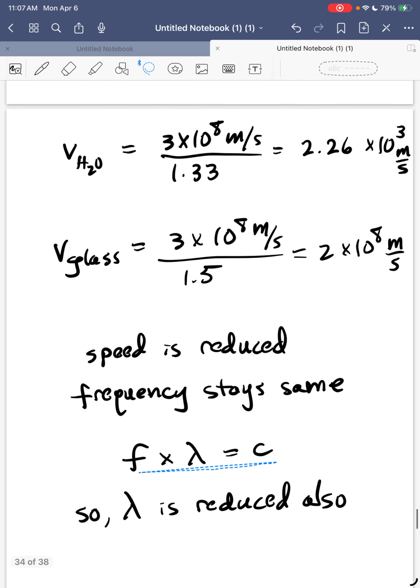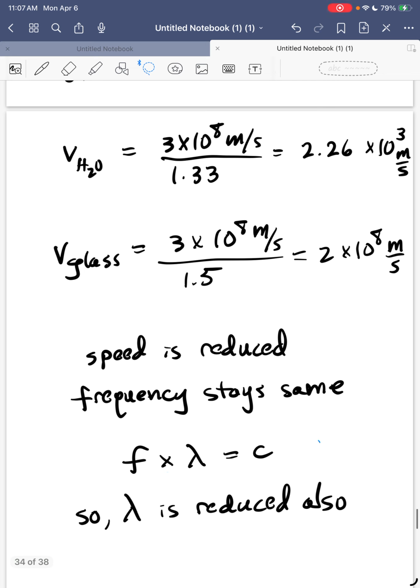But now what we're talking about is what happens if we change the speed. If we change the speed of light and we know that the frequency is constant, then that must mean the wavelength is reduced whenever light enters a medium that slows it down, something with an index of refraction greater than 1. So the wavelength must be reduced also.